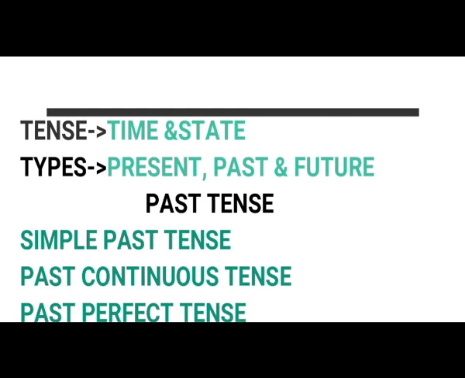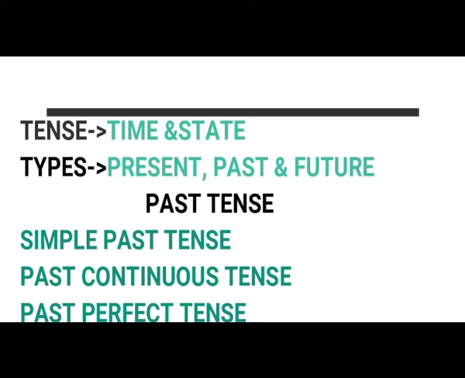Let us have a quick overview of what we have read till now. We have read about tense. What is a tense? Tense is a verb that not only tells us about the time of an action or event, but it also tells us about the state of the action that it refers to. So tense basically tells two things: time and state of the action. So time and state, these two words are very important when you are going to read tense.